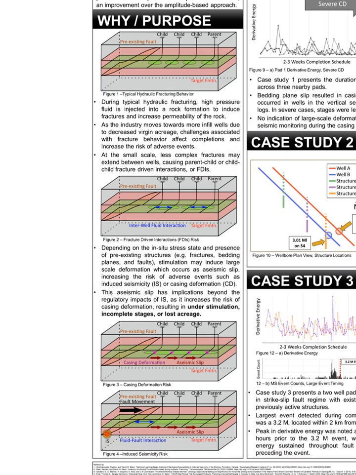And this aseismic slip has implications beyond the regulatory impact of induced seismicity, as it increases the risk of casing deformation, which can result in understimulation, incomplete stages, or complete lost acreage if the damage to infrastructure is too severe.